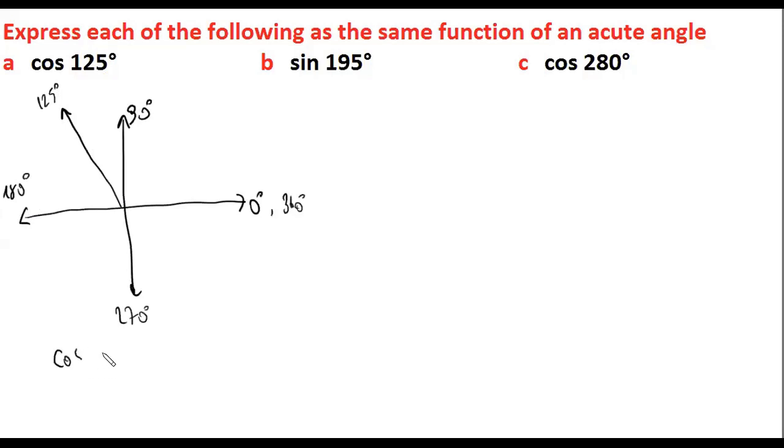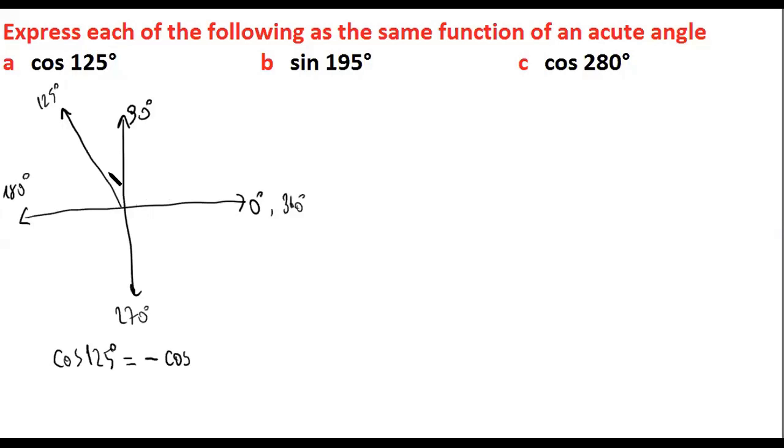In the second quadrant, let me write the answer here. Cosine of 125 degrees is equal to. In the second quadrant, cosine is positive or negative? Negative. Thank you very much. So we will put negative first and the cosine. And now we are going to write an acute angle here. What should we write? We are going to write the reference angle of 125.